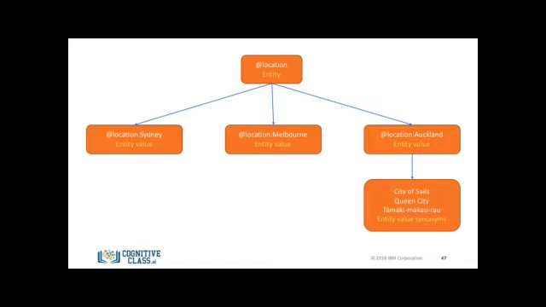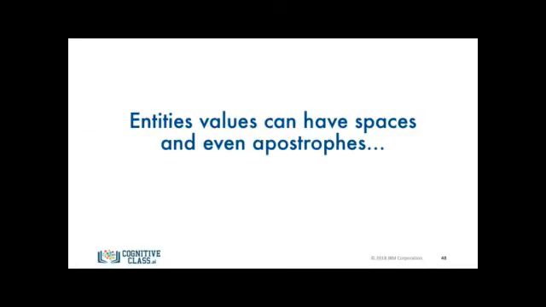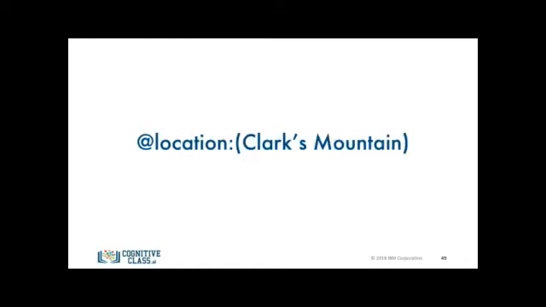So a synonym is not necessarily a dictionary synonym, though it could be. It can just be something that represents the same concept. So if you're a bank and you have a branch downtown in Sydney, and everyone just calls it the downtown branch, you could have downtown as a synonym for the Sydney location. Entity values can have spaces and even apostrophes, but they need to have parentheses to be captured. So when you refer to them, as we'll see in the chatbot, you have to refer to them with the parentheses. Just a little note of something you might have to do. It's not too common to have spaces in entity values, but it's possible. It may happen.